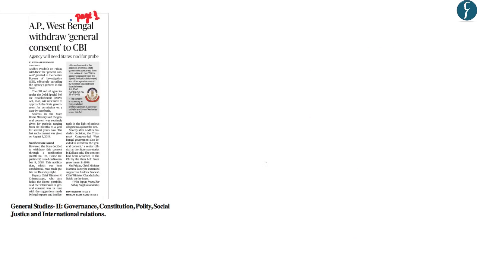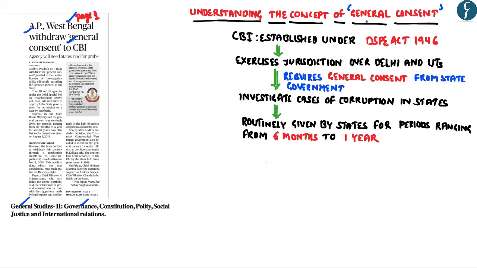Now this article appears on page number 1. The title of the article is Andhra Pradesh, West Bengal Withdraw General Consent to CBI. This article talks about the issue of general consent given to the CBI in order to investigate cases of corruption in the state. Hence, this article shall be important from the perspective of GS paper 2 governance. Let us first understand the concept of general consent before understanding this article.